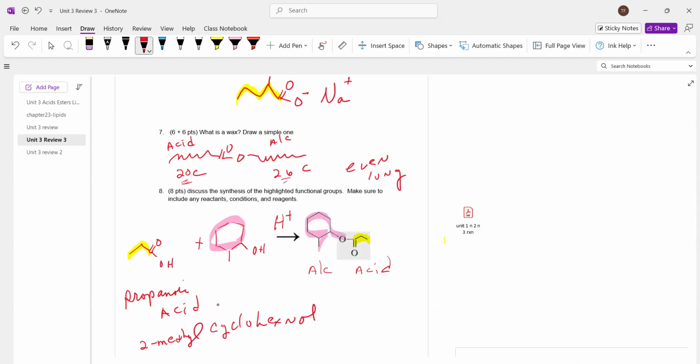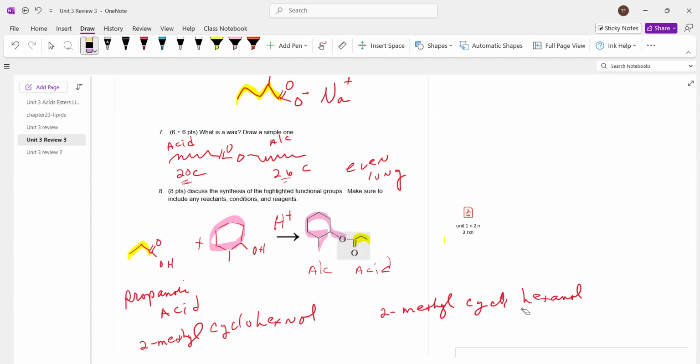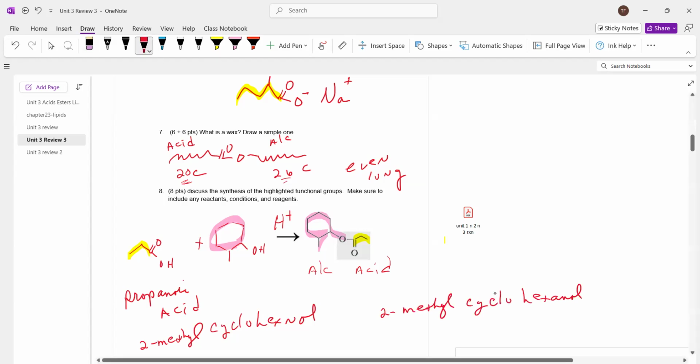Okay. Now to name the ester, we name the alcohol first, so it's going to be 2-methyl cyclohexanol. And then we name the acid part.